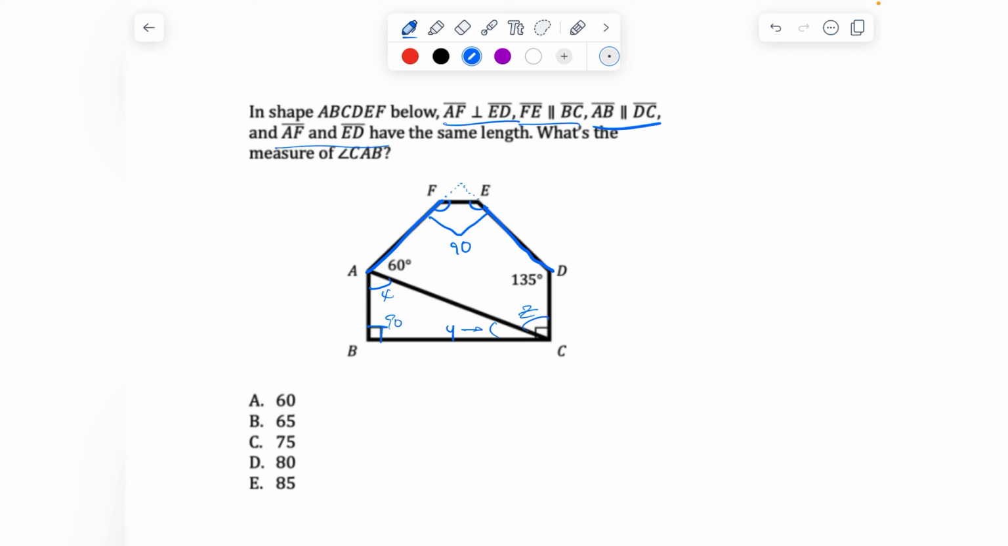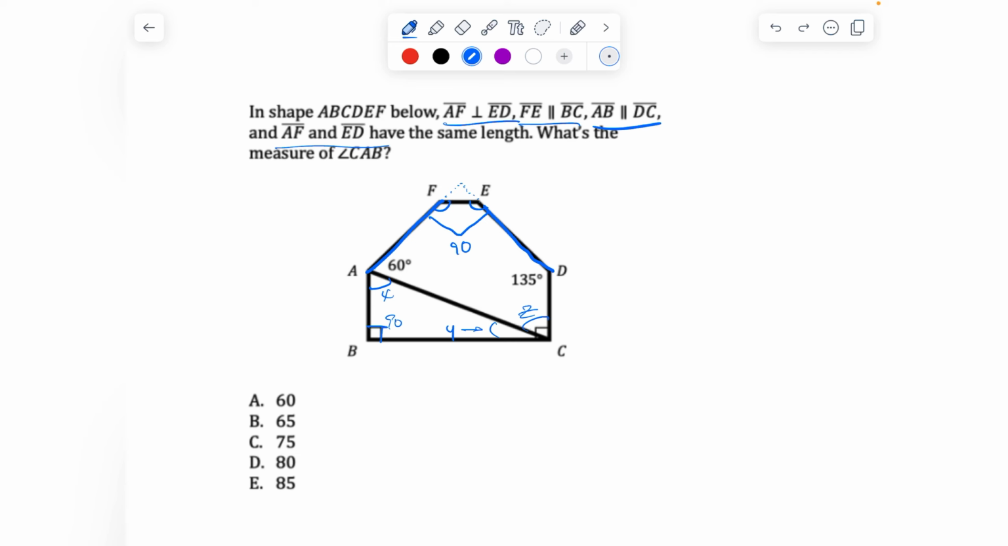Or you could do it really, since it tells you all this stuff about parallel and perpendicular, even looking at it visually, you can see that they're almost each 45 degrees. I'm not going to get into how to prove that for you, but a simple thing you need to know is AF is perpendicular to ED, so the angle between AF and ED is 90, and you can move forward with that understanding.